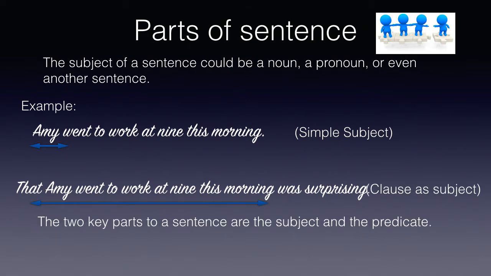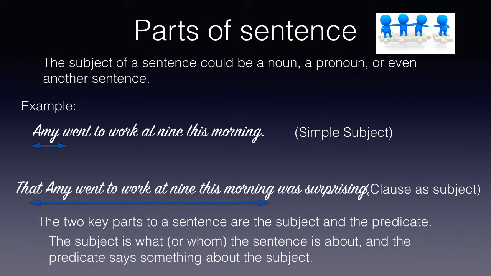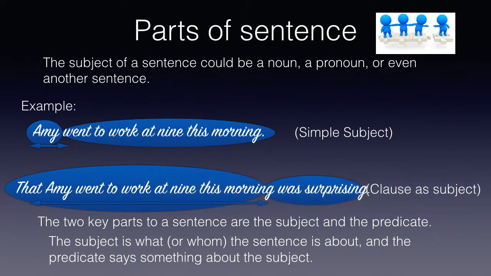The two key parts of a sentence are the subject and the predicate. The subject is what the sentence is about, and the predicate says something about the subject. In the first sentence, Amy is the subject. Went to work at 9 this morning is the predicate. In the second sentence, that Amy went to work at 9 this morning is the subject. Was surprising is the predicate.